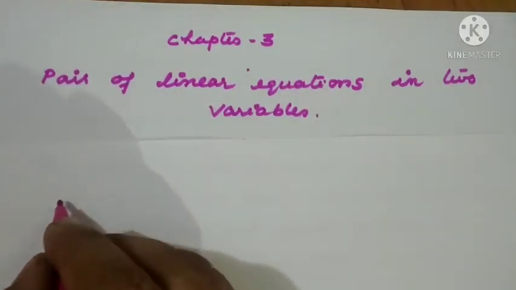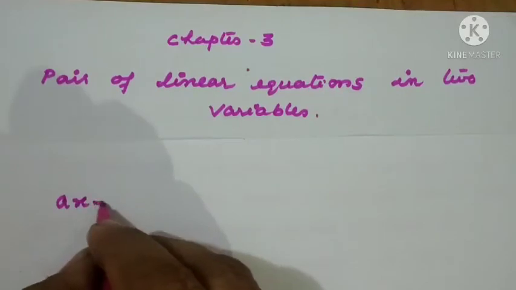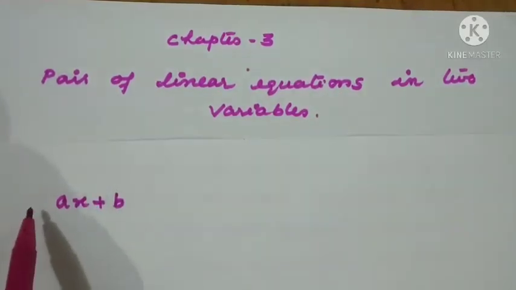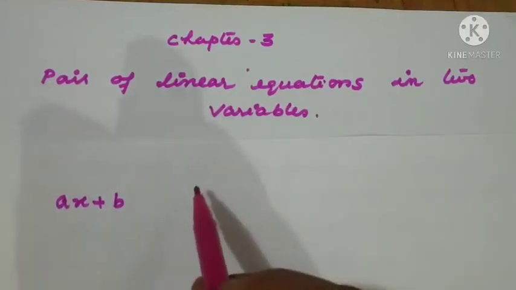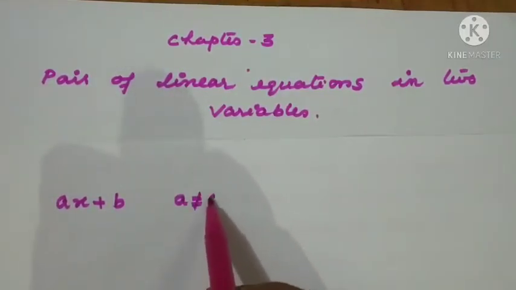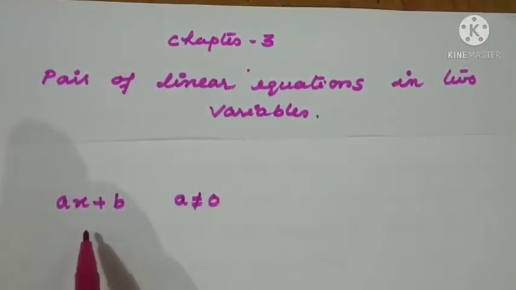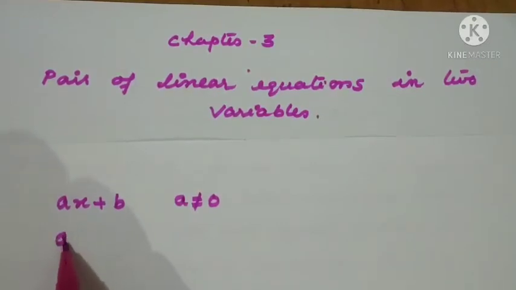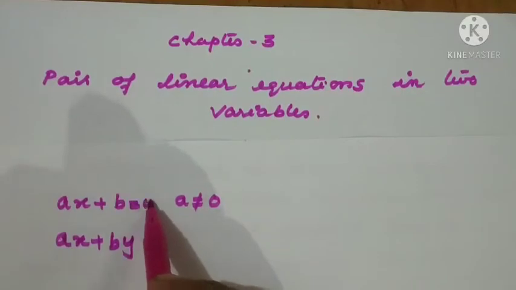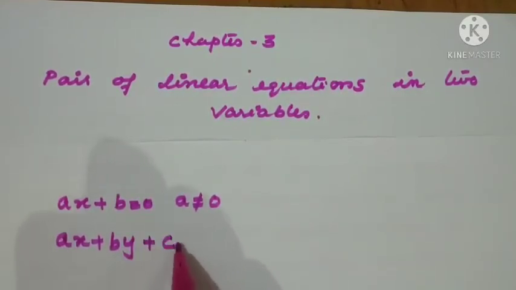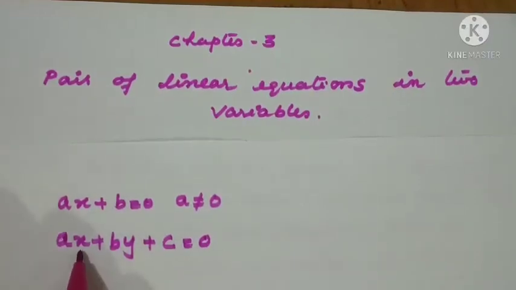Already we have learned the standard form of a linear equation in one variable. y equal to ax plus b is called a linear equation in one variable only, and a not equal to 0. Next we have learned a linear equation in two variables, ax plus by plus c. When it is an equation we can make it 0. ax plus by plus c equal to 0 is called a linear equation in two variables.